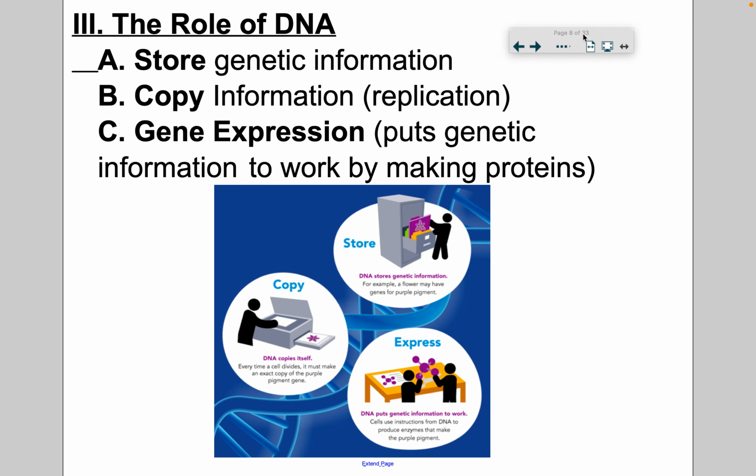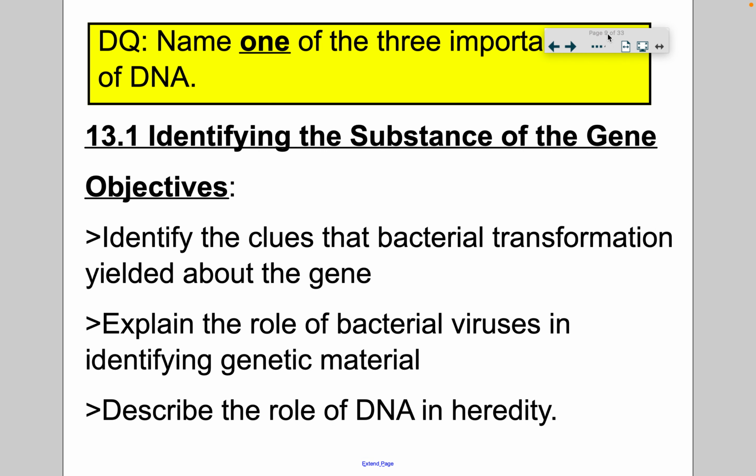Now the role of DNA: there are three basic roles. They store genetic information. They copy that information during the process of replication, especially in interphase during the S stage, so that when it goes through cell division, the new cell has the same code of instructions. And then gene expression puts the genetic information to work by making proteins. So that's the three roles of DNA. All right, so that does it for 13.1, identifying the substance of the gene.